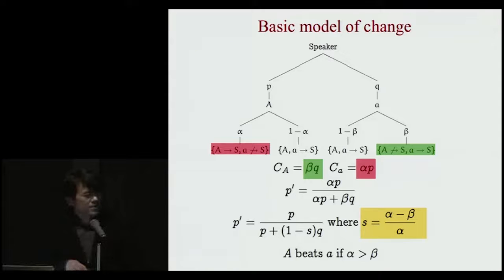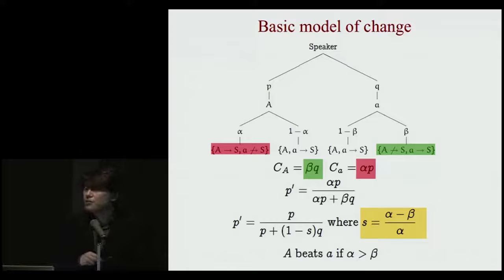Okay, P prime equals P over something else, and this is exactly the equation I showed you earlier from natural selection. Now, if you rewrite S as alpha minus beta over alpha. Okay, so one thing that's clear is that if big A produces, on average, a higher percentage of tokens that small a cannot handle, counting monolingual corpora, then big A is always going to kill small a.